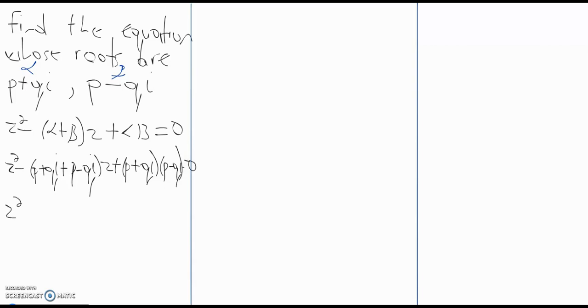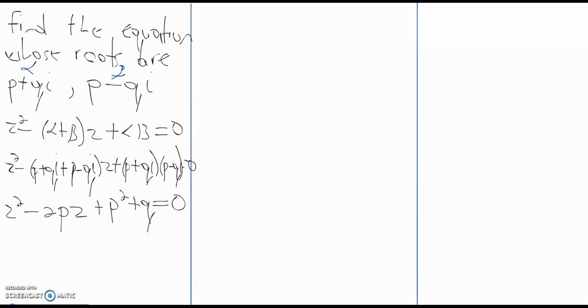This becomes z squared. Now bear in mind from our previous video what happens when you add two conjugates. And as you can see, it's simple to work out. It's just going to be 2p, which is just 2 times the real part. So this is going to be z squared minus 2pz plus, when we multiply two conjugates, we have the real part squared plus the imaginary part squared. So I'm going to have p squared plus q squared equals 0.